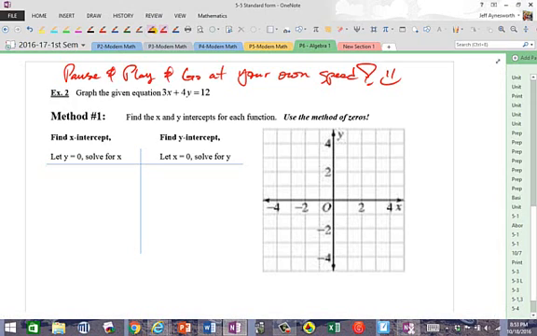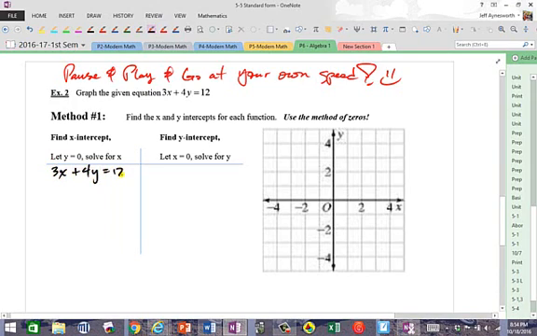Also, let's take this: 3x plus 4y equals 12. Now, pause the video, try to find the x-intercept, and then press play when you're ready. Go for it.